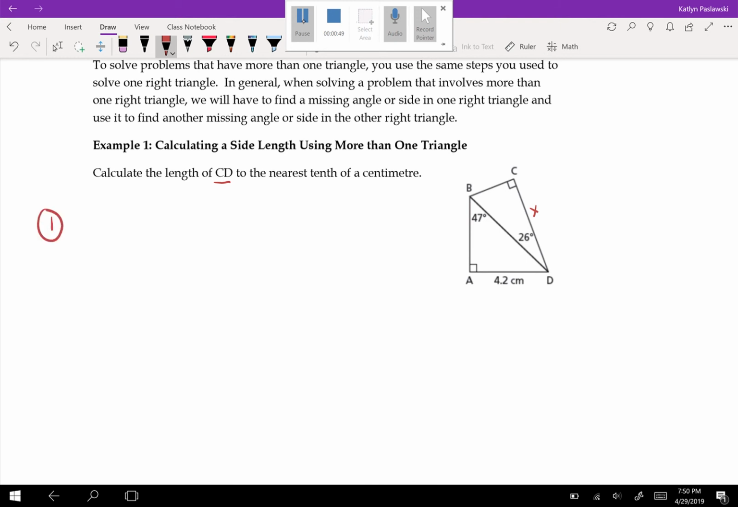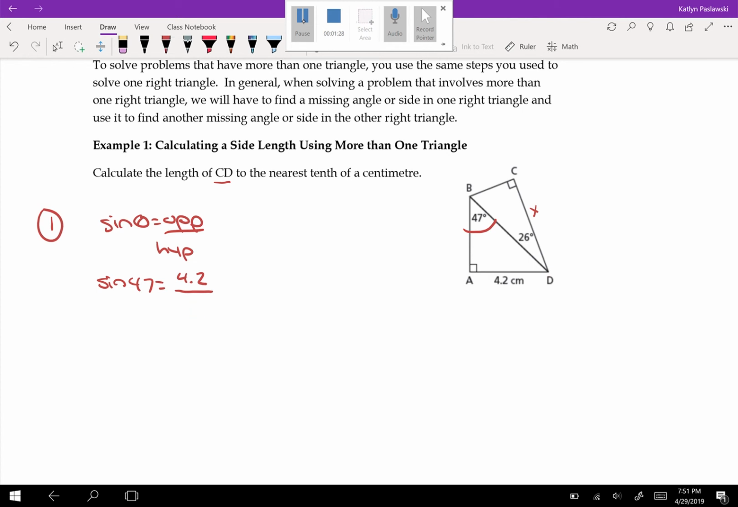So step 1. I identify angle B as 47 degrees. I am given the opposite and I want to solve for the hypotenuse. So I think which of sine, cosine, and tangent uses opposite and hypotenuse, and that is sine. So the ratio is sine theta is equal to opposite over hypotenuse. I'm going to substitute a piece of information that I know. So I have sine 47 is equal to the opposite value, which is 4.2 over the hypotenuse.